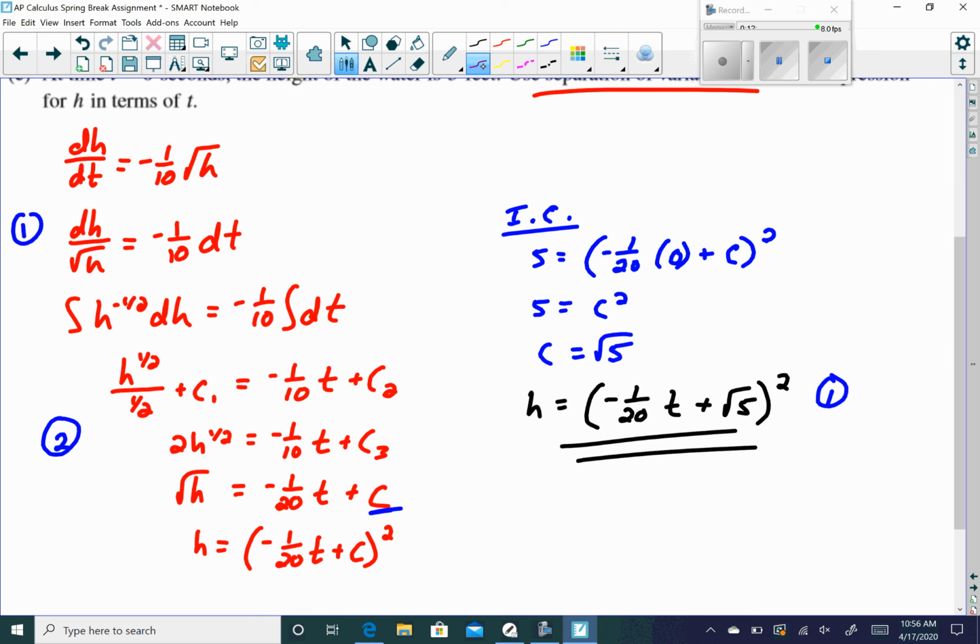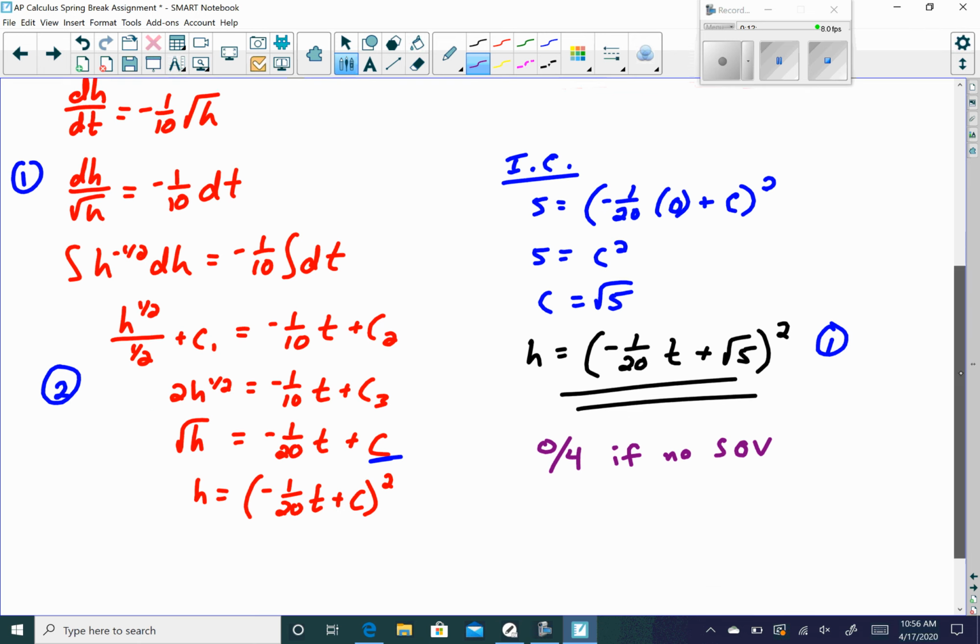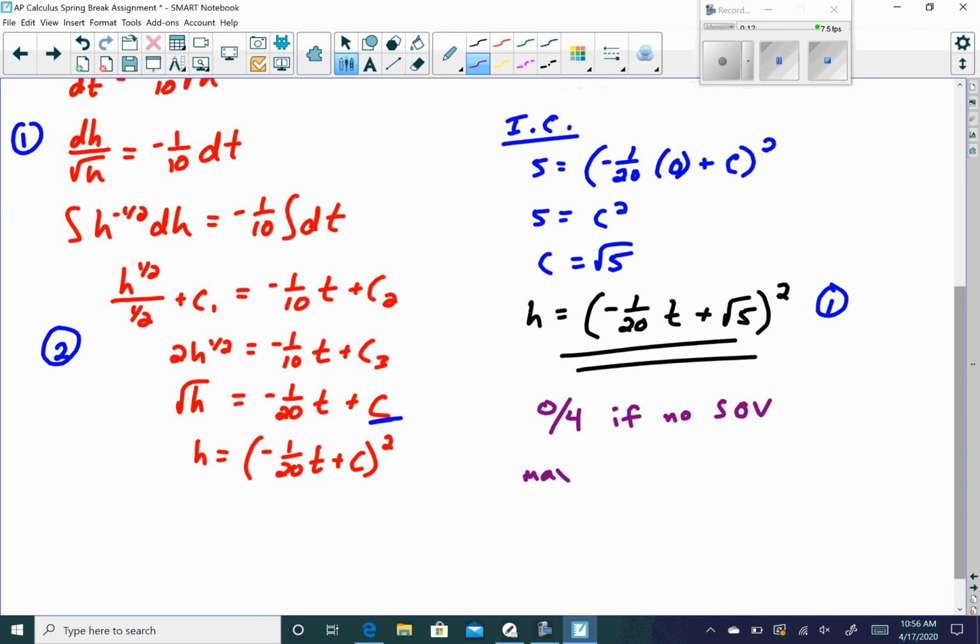Now, one thing I do want to point out, you get 0 points for this part if you don't use the separation of variables, but there's no other way to go through this problem. And then a max of 2 out of 4 if you forget the plus c or finding any part of that.